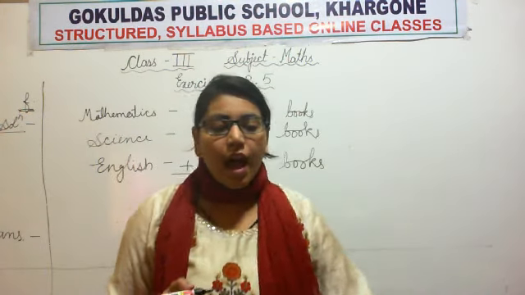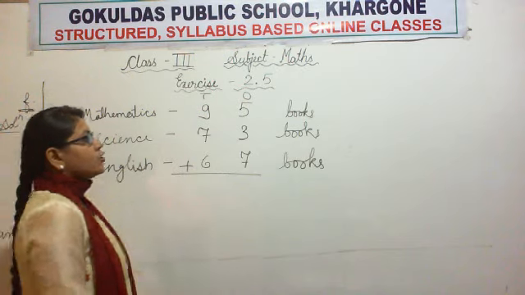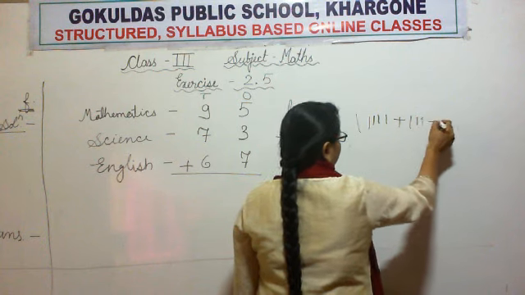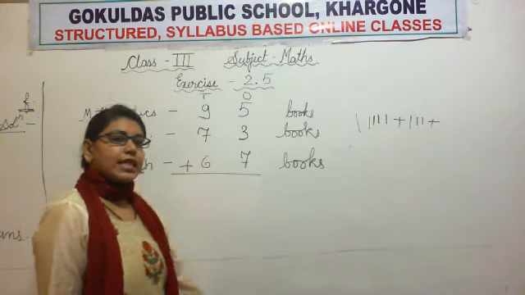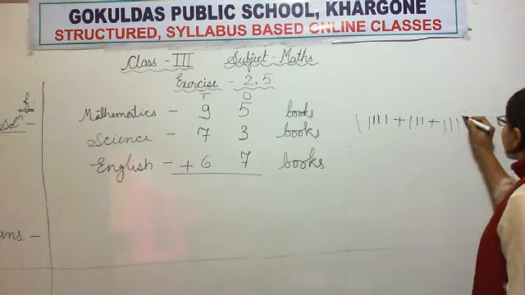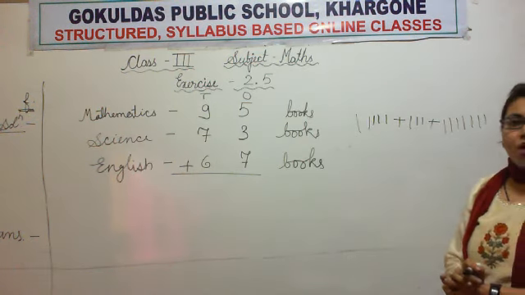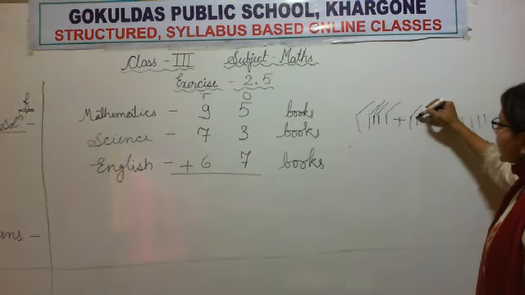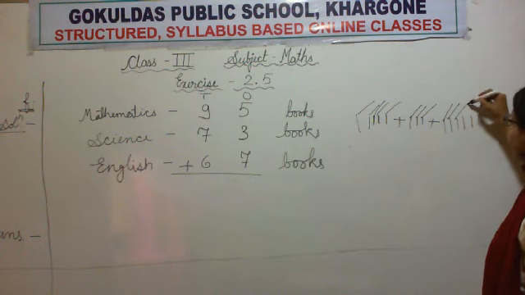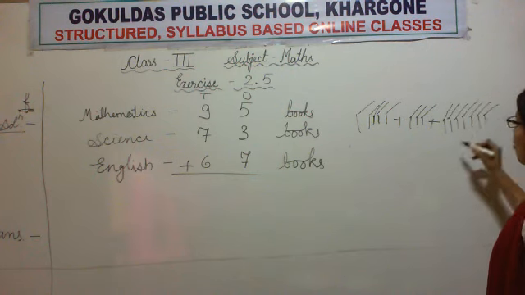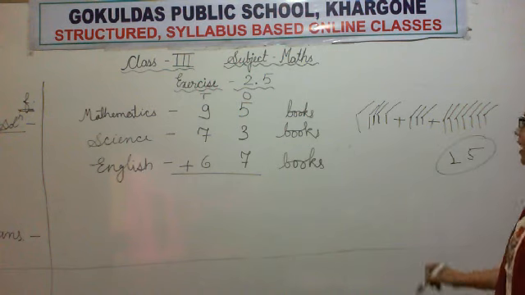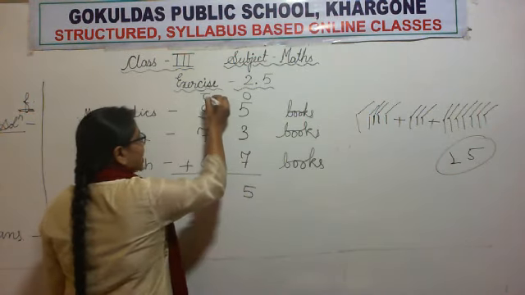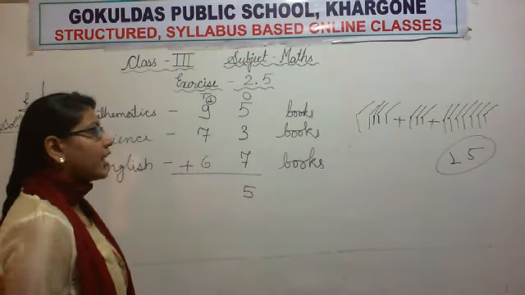Now let us count how many books. 5 is there. So we will draw 5 sticks for it. Now 3 is there. So we will draw 3 sticks for it. 7 is there, so we will draw 7 sticks for it. Now let's count how many sticks. 1, 2, 3, 4, 5, 6, 7, 8, 9, 10, 11, 12, 13, 14 and 15. We got a 2-digit number. So what will we do? We will regroup that 15, writing 5 in the ones place and 1 in the form of carry in the tens column.